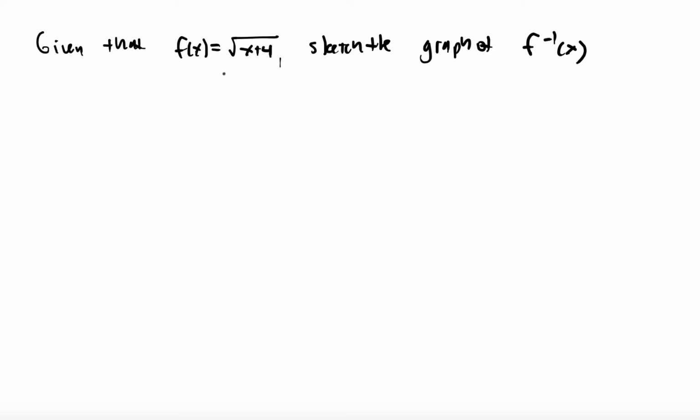You're given this function, f of x equals radical x plus 4, and we want to sketch the graph of the inverse function. Now notice we don't even know the equation of the inverse function. But we should know a couple properties about the inverse, and how the graphs are related. So first of all, let's make a table.